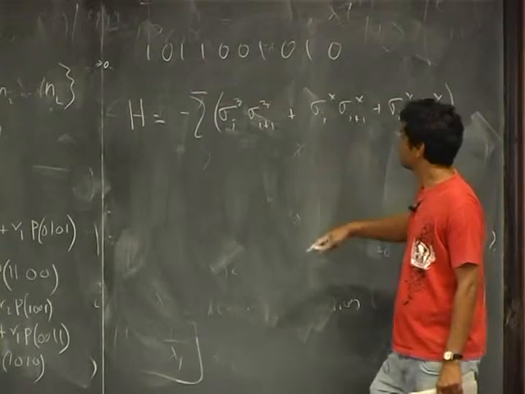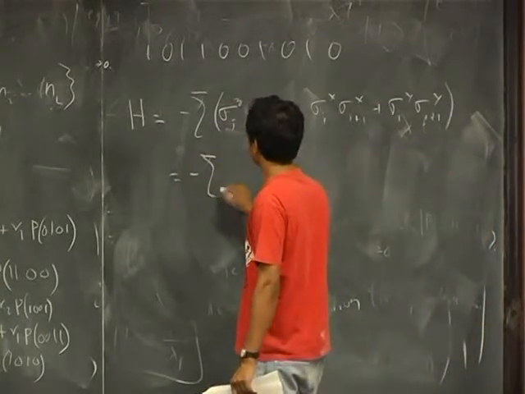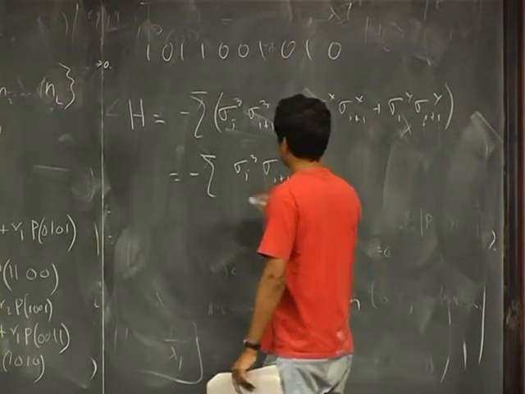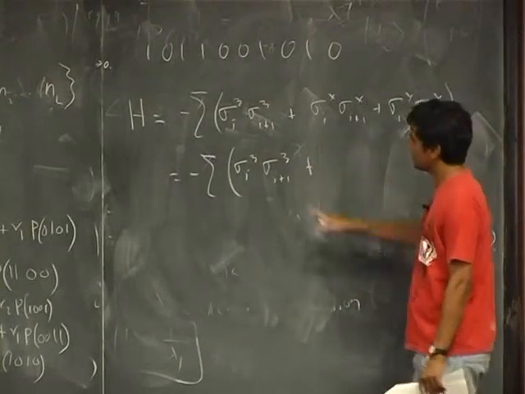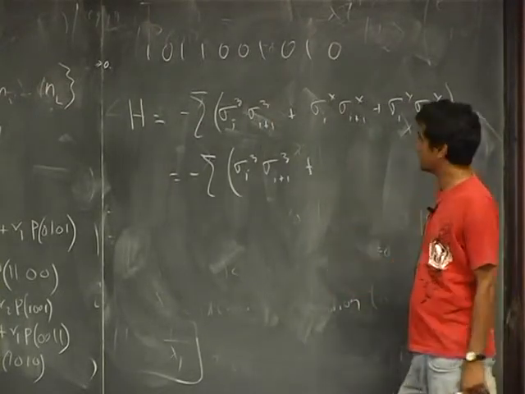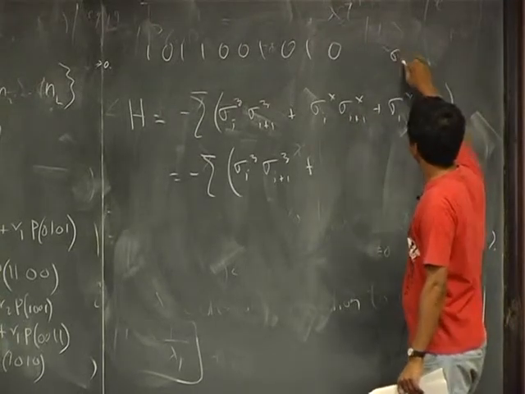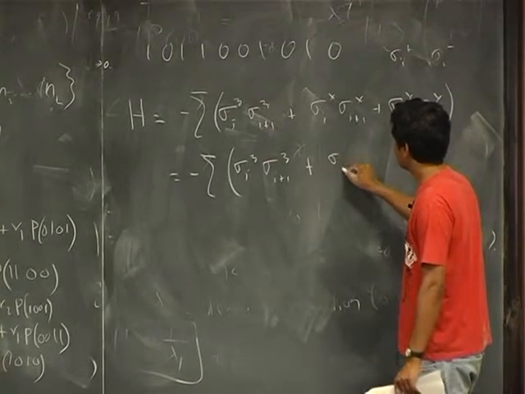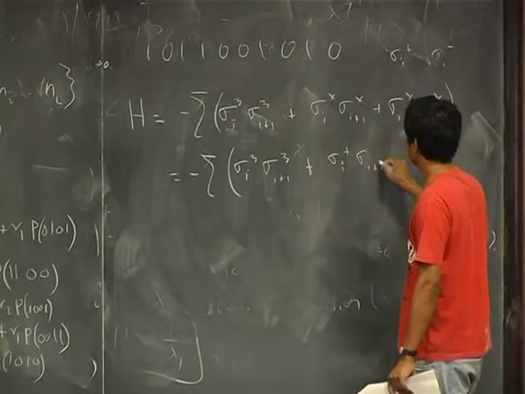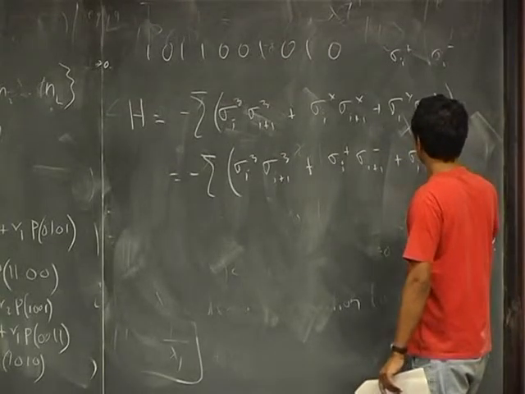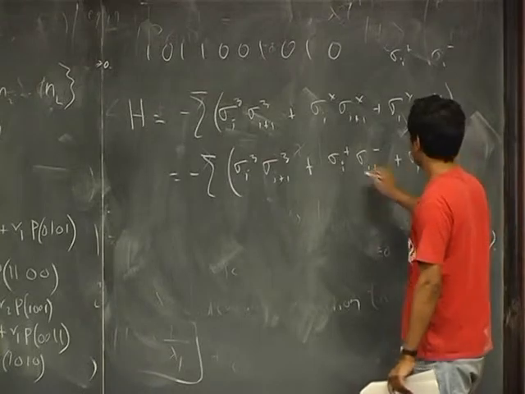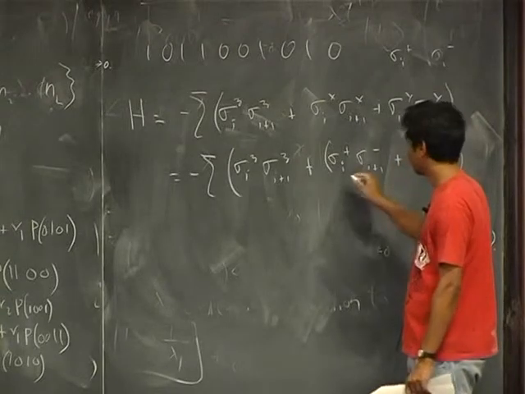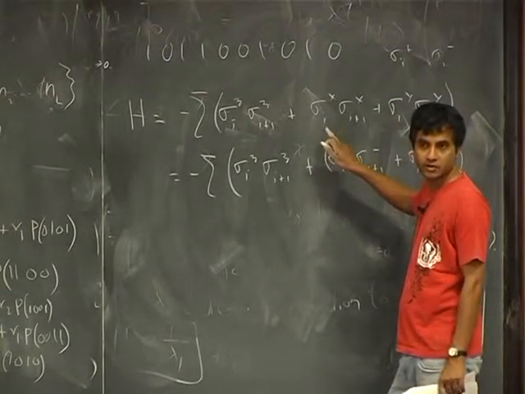You can write it in a slightly nicer way, which is like sigma I z sigma I plus 1 z plus... So these are all Pauli spin matrices sitting on each site, right? Okay, so now this thing you can write in terms of sigma I plus, sigma I minus. Okay, so if you do that, then what you'll get is something like sigma I plus 1 minus plus... I think maybe there's a factor of half. Does anyone know, a factor of half, right?